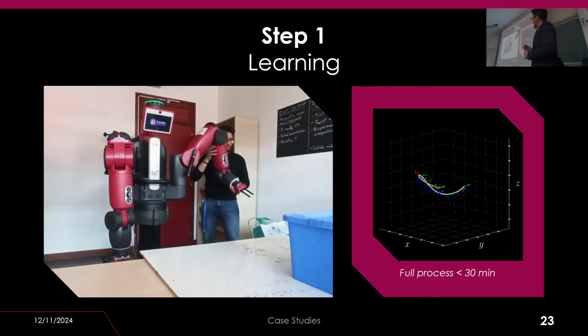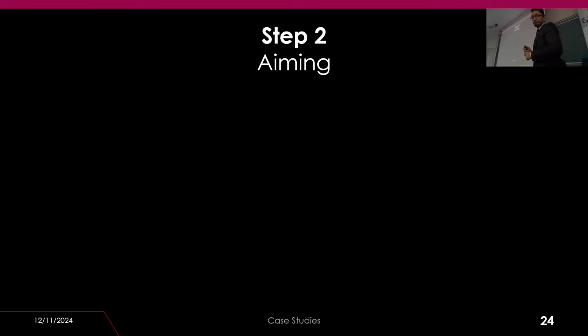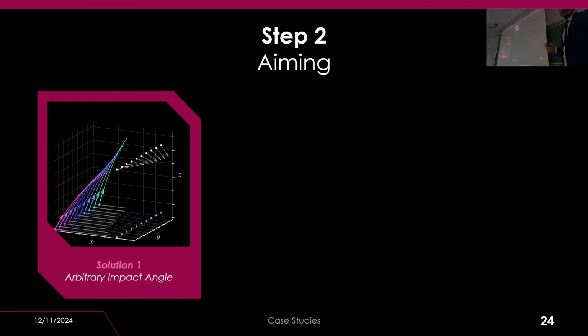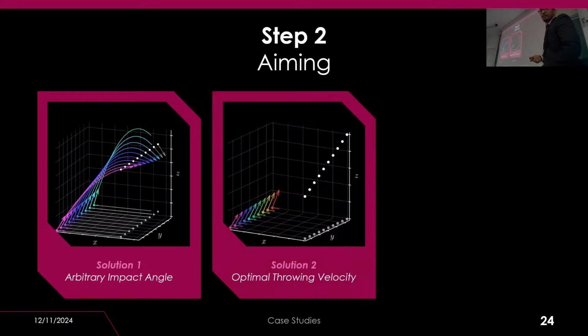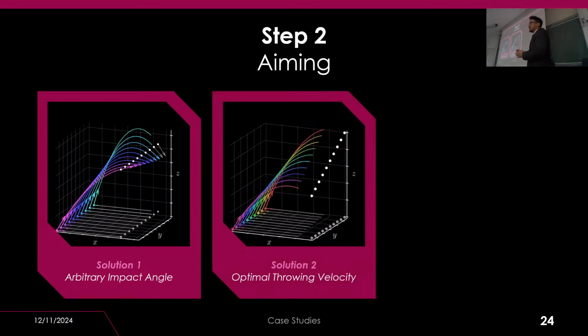In terms of adapting the method, aiming, we have 2 options. We may choose to indicate an arbitrary impact angle to the robot, so basically telling the robot at which angle the projectile has to hit the target, and another different solution, which is the optimal throwing velocity. So regardless of the position of the target, the robot will try to find the optimal velocity so as to avoid consuming energy unnecessarily. This is the option that we'll be choosing for the demonstrations.